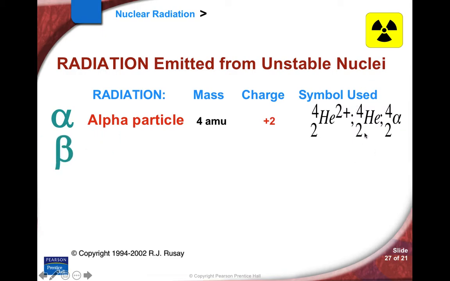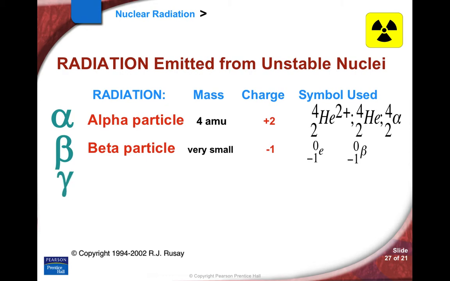Beta particles, Greek letter B, have a very, very small mass. That's because it's an electron. It has a -1 charge, and it's a high-speed electron coming out of the nucleus. Finally, gamma rays are just energy beams, if you will. They don't have a charge and they don't have mass, and we'll just use that bottom loopy part of a cursive G to represent gamma.